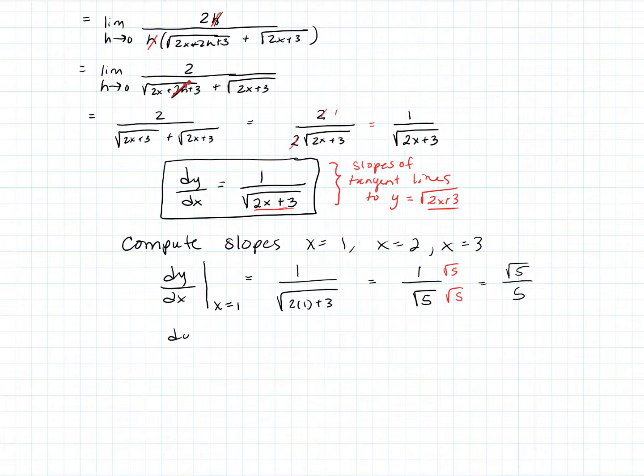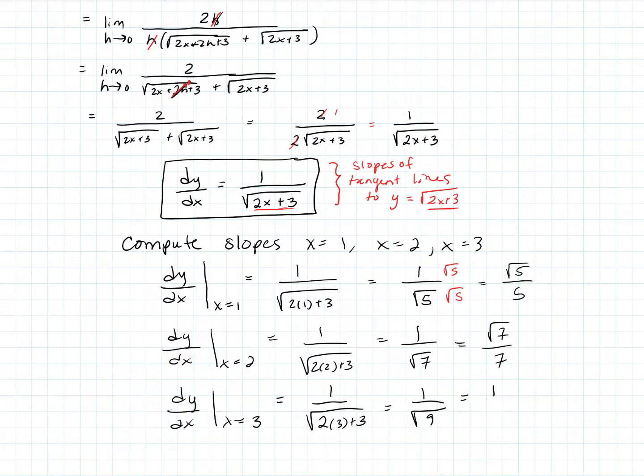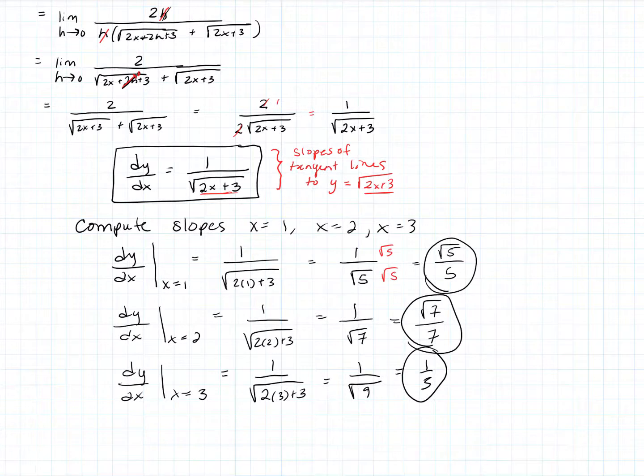I'm going to just run through the rest of these. dy dx, when evaluated at x equals 2, would be 1 over the square root of 2 times 2 plus 3, 1 over the square root of 7, or root 7 over 7. And if we want dy dx at 3, look at how fast this is. I don't even have to do a limit calculation because I have a function. Like, we created a function. So 2 times 3 plus 3, which is 1 over the square root of 9, or 1/3. Okay? And there are the slopes, my 3 slopes of the tangent lines at those 3 different points, 1, 2, and 3.